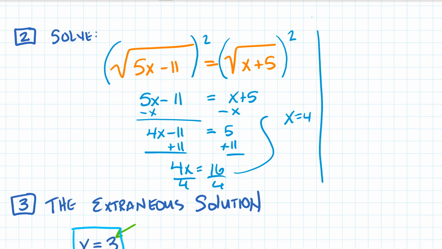It's always a good idea to check to make sure that we're doing this right. So if I take the square root of 20 minus 11, is it the square root of 9? So the square root of 9 equals the square root of 9. Check, I'm doing it correctly.